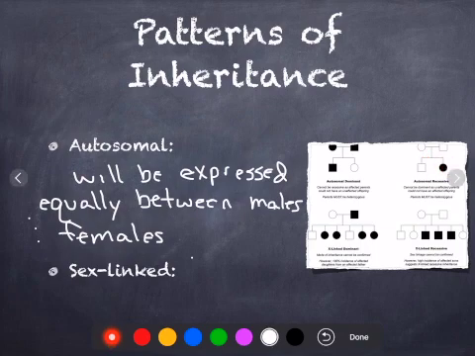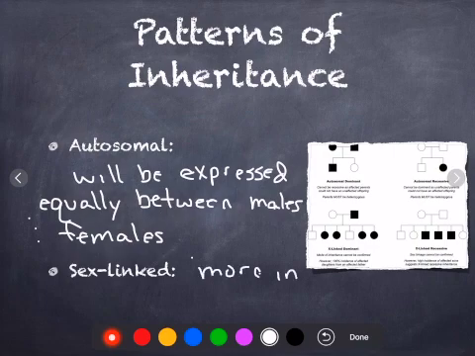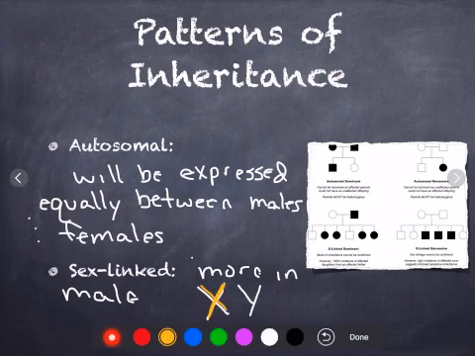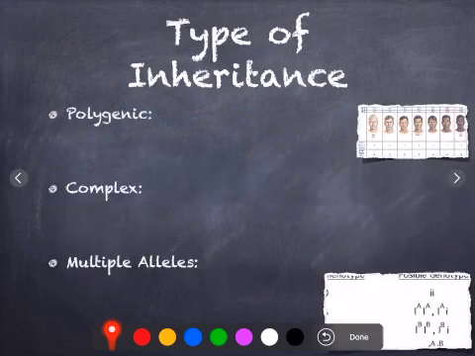Now in sex-linked traits, this occurs more in male individuals. And the reason for that is because males are XY, and usually sex-linked traits are carried on the X chromosome. So because they only have one X, if they have the recessive trait, they are going to express it. So we look over here in our X-linked recessive, you notice only males are the ones that are expressing it. Now the females are the ones that will be carriers for that trait.